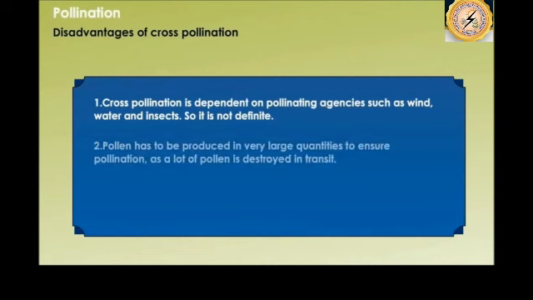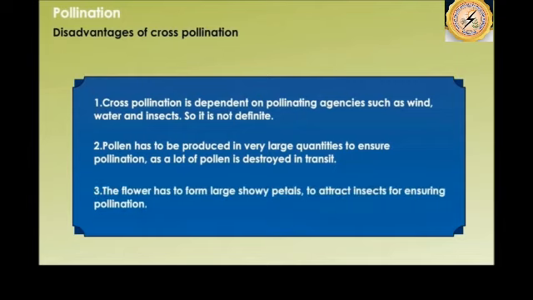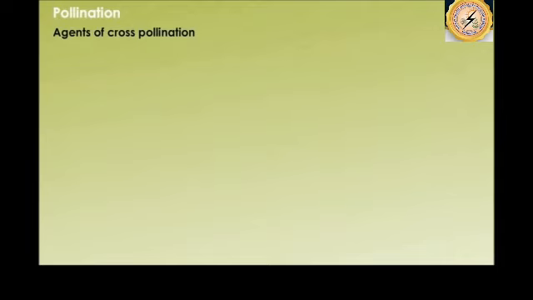Furthermore, the pollen has to be produced in very large quantities to ensure that the pollination will take place. As a lot of the pollen is destroyed in transit, for the pollination to occur, a lot of pollen grains are to be transferred. Furthermore, the flower has to form large showy petals to attract the insects. There are various agents for cross pollination.